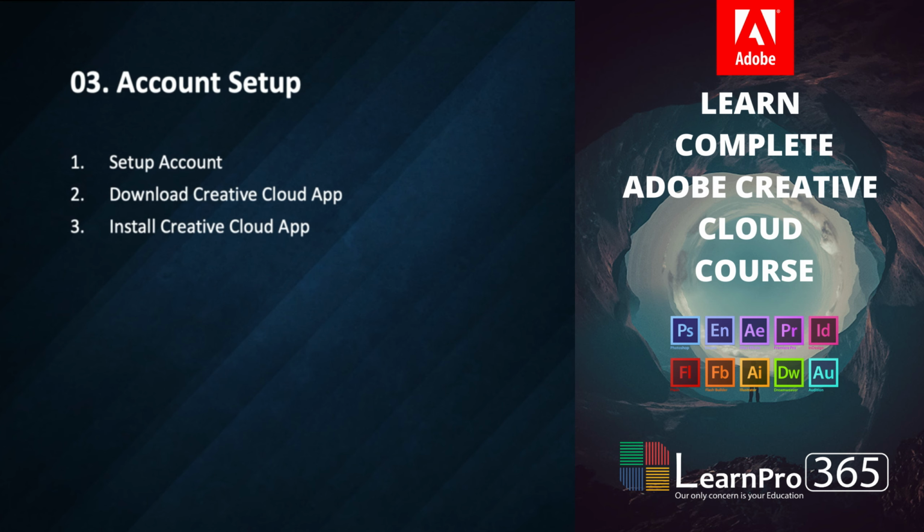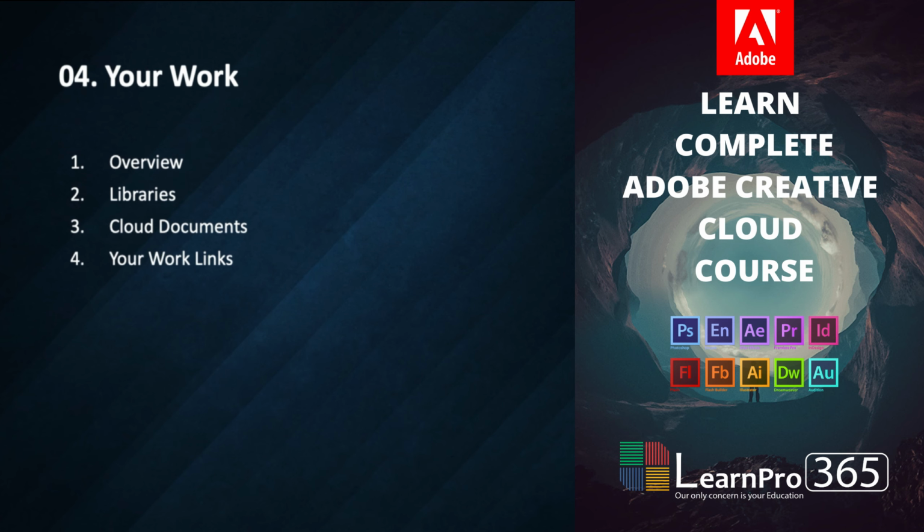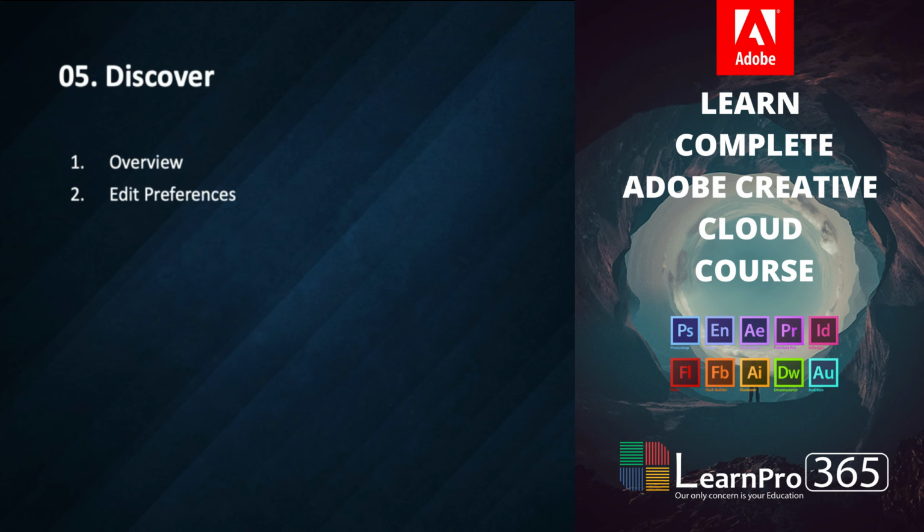So I showed you how to set up an account, how to download the Creative Cloud desktop app, and then install the Creative Cloud app. In section 4, we talked about your work, the menu. So we went over an overview, then we talked about the libraries menu, the cloud documents menu, and then the your work links. In section 5, we talked about the discover menu. So we covered the overview, and we talked about how to edit preferences.